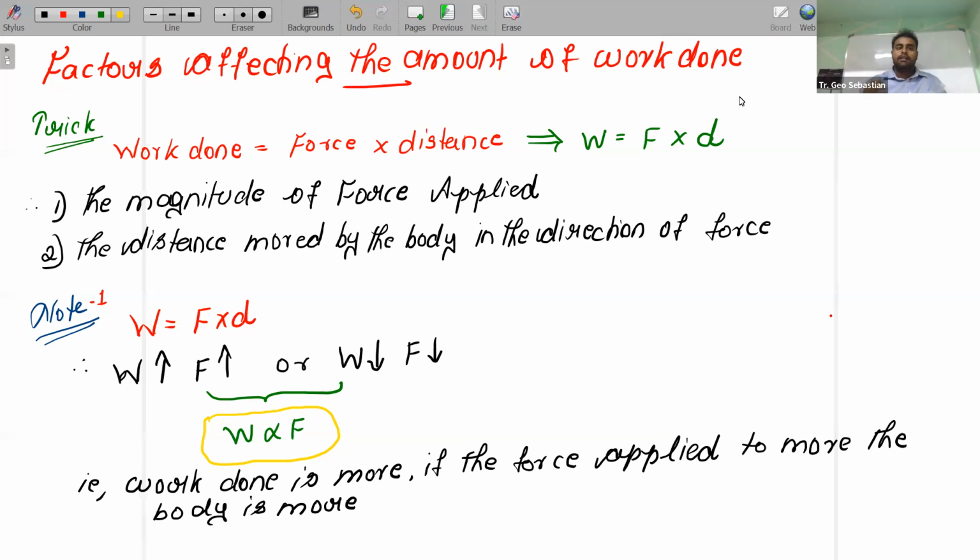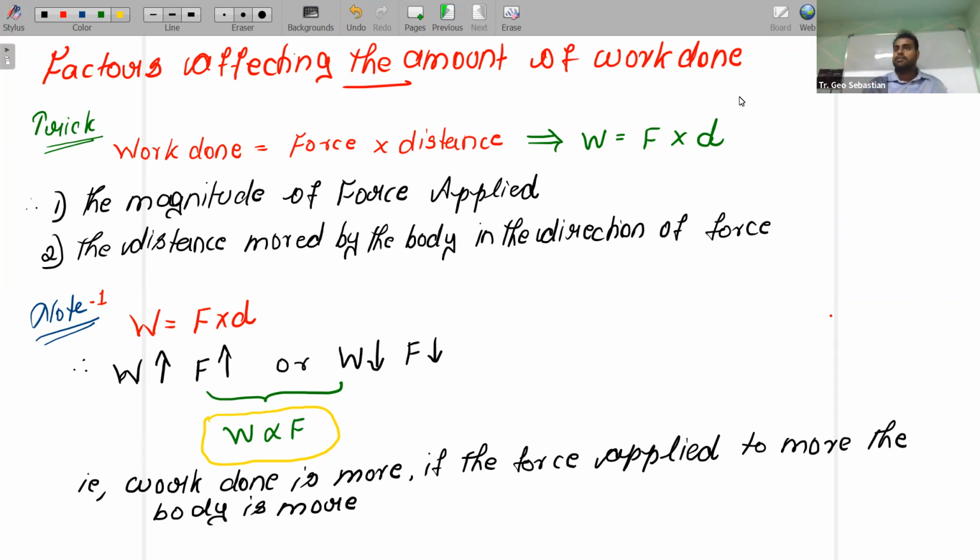Children, listen carefully. Today we are going to talk about the factors affecting the amount of work done. What are the factors affecting the amount of work done? In order to explain that particular concept, Sir has introduced a small equation: work done is equal to force into distance. That means W is equal to F into D.